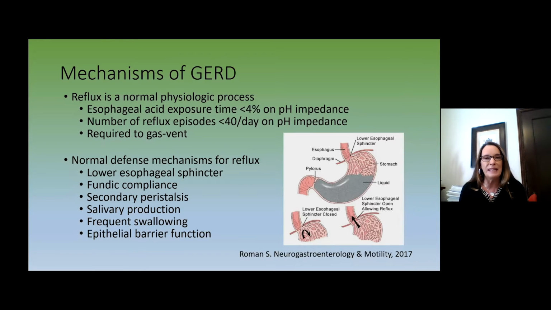And one of the main defense mechanisms is the lower esophageal sphincter, which you can see here. It's a little segment of smooth muscle where the esophagus and the diaphragm meet. Under normal circumstances, together with the diaphragm, the LES prevents the retrograde flow of gastric juice into the esophagus by maintaining a high pressure zone. And the LES opens to allow food to pass to the stomach, and then it closes again.